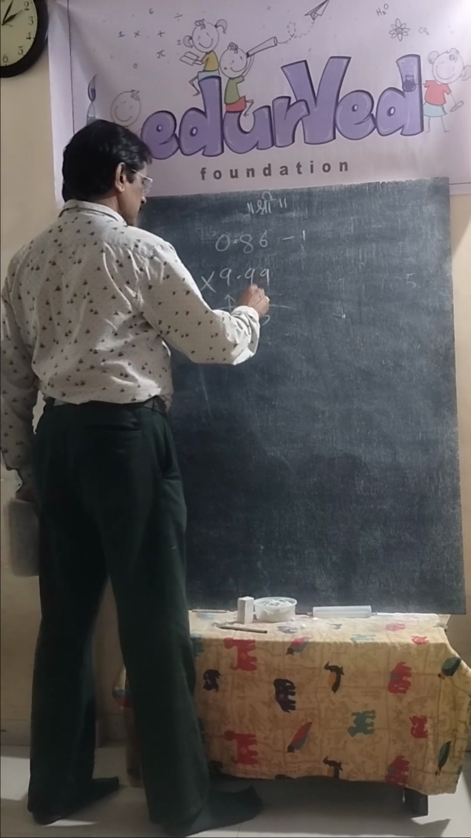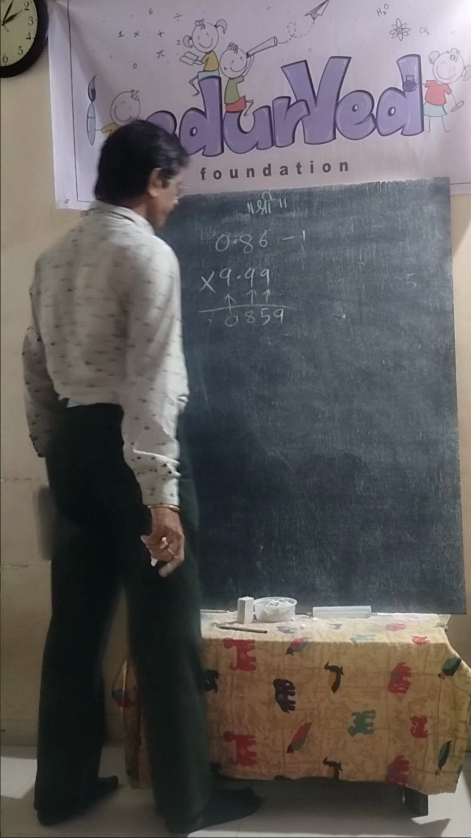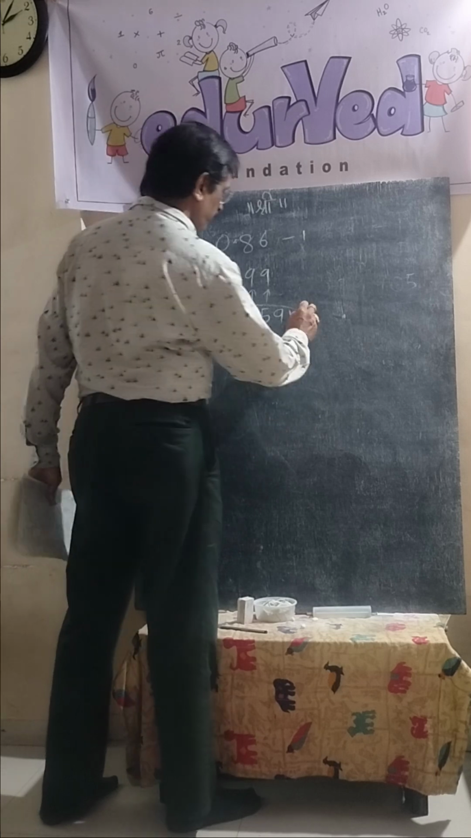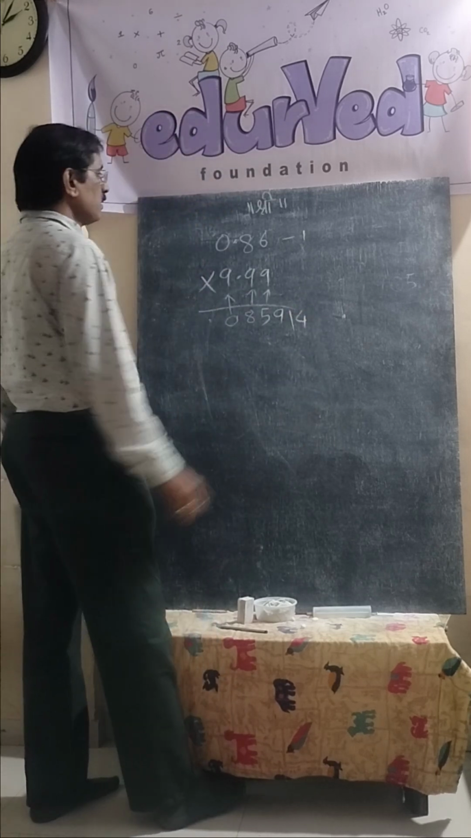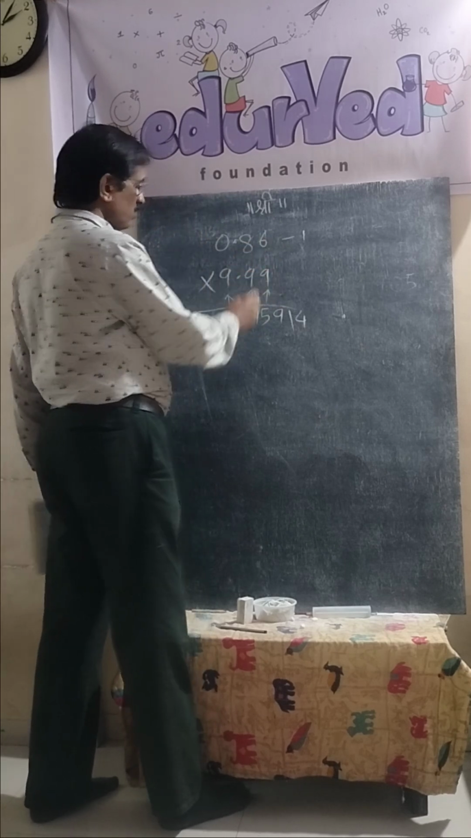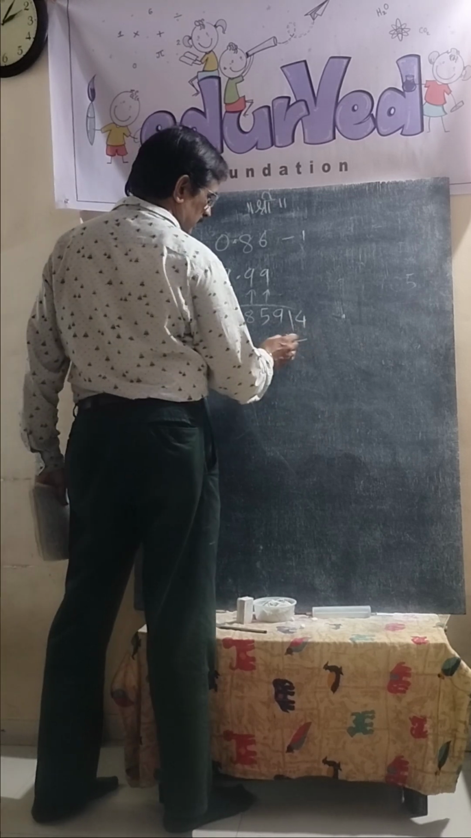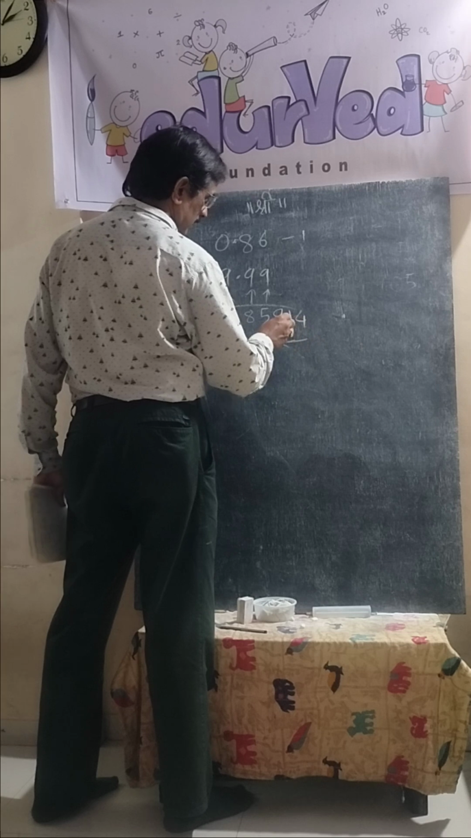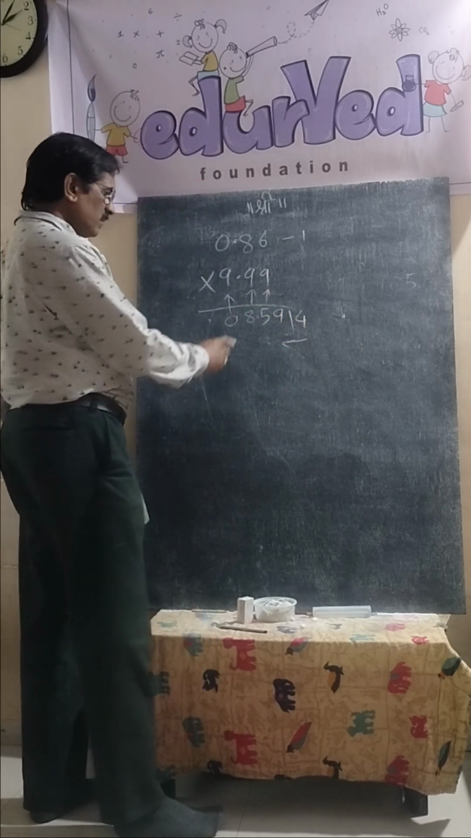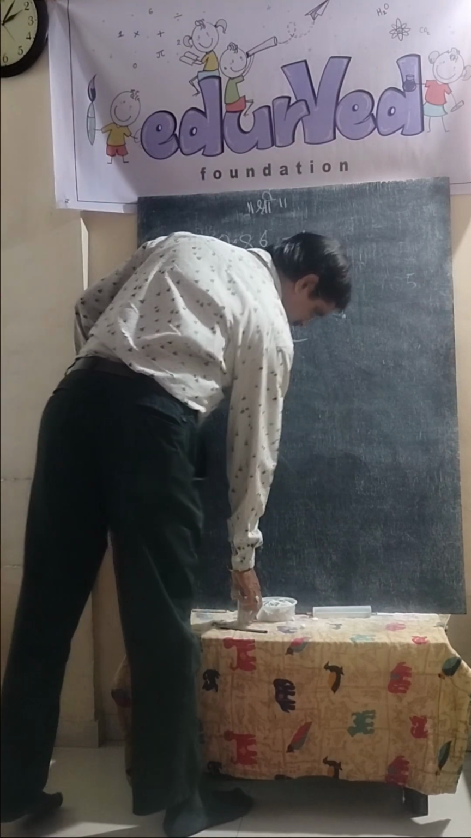Next step is you subtract this one from this. So 9 minus 0 will be 9. 9 minus 8 will be 1. 9 minus 5 will be 4. Now you have to count the decimal signs. 1, 2, 3, 4. So in the final answer, the decimal sign will be after 4 digits. So starting from the units place, 100, 1000, 10,000. So the answer is 8.5914. This is the final answer.